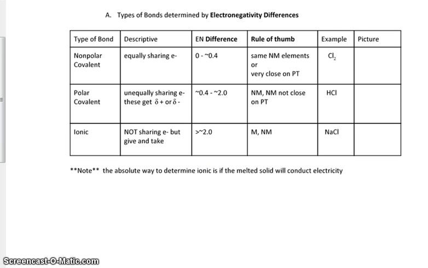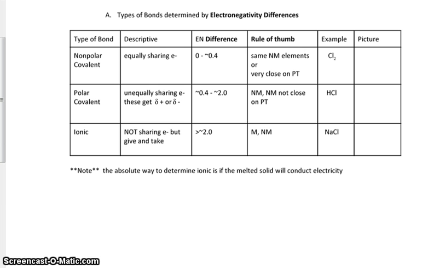So what does this electronegativity do for us? It really helps us zero in on, are we talking about nonpolar, polar, or ionic? So there's our description. Nonpolar is equal sharing, has electronegativity of 0 to about, that's what that little squiggle line means, about 0.4. So electronegativity difference, you are subtracting the two values of electronegativity, and if they get around 0 to 0.4, it's going to be nonpolar. That's basically equally sharing. Rule of thumb is either the same nonmetal elements or very close to each other on the periodic table. For example, chlorine, and then you can see your picture that didn't show up on my smartboard.